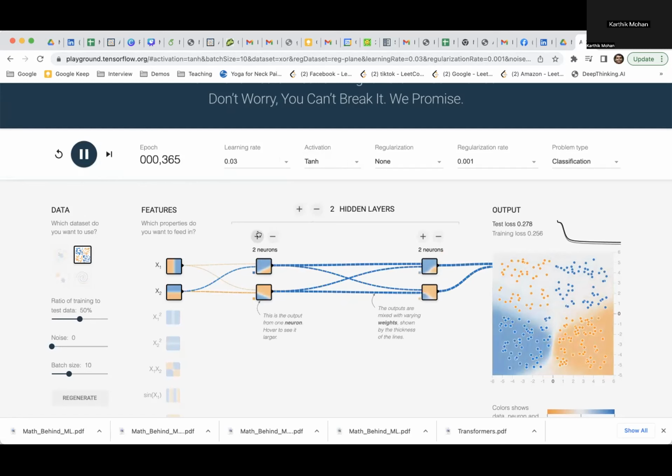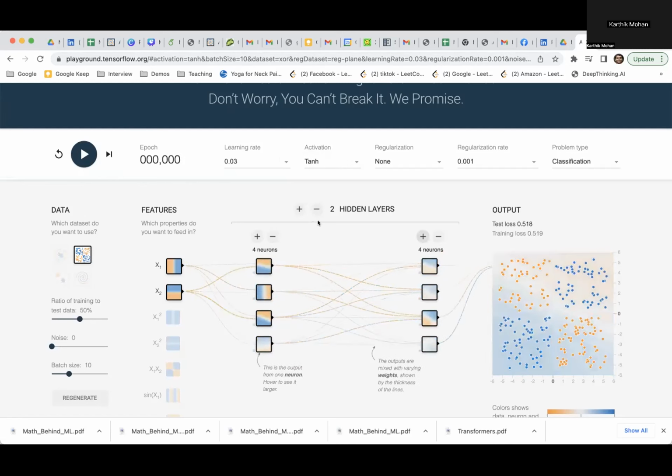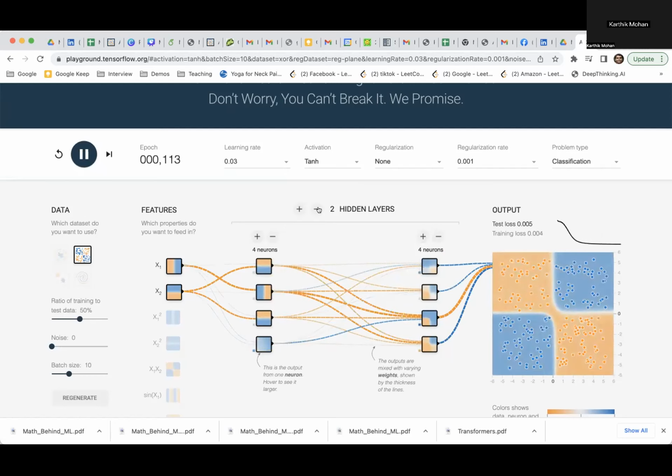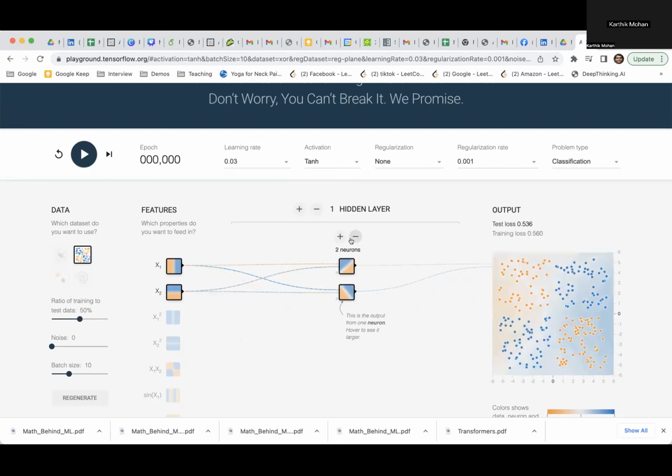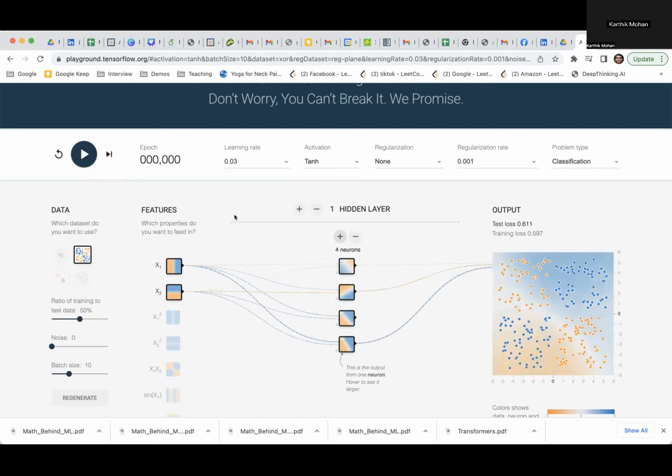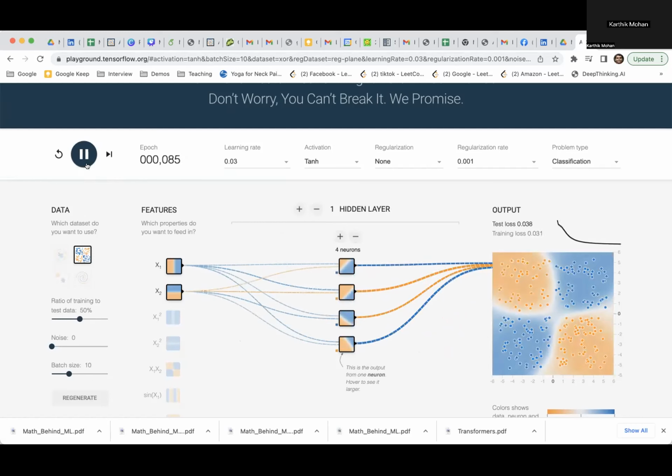Interesting. Let's add a few neurons. Okay, yeah, we needed 4 neurons. That's probably why. So if I have 4 neurons, I can actually discriminate. If I had only 2 neurons, I'm not able to do that. So it's not just the number of hidden layers, it's also the number of neurons per layer. As you can see, going from 2 to 4 neurons, I'm able to discriminate between the two classes.